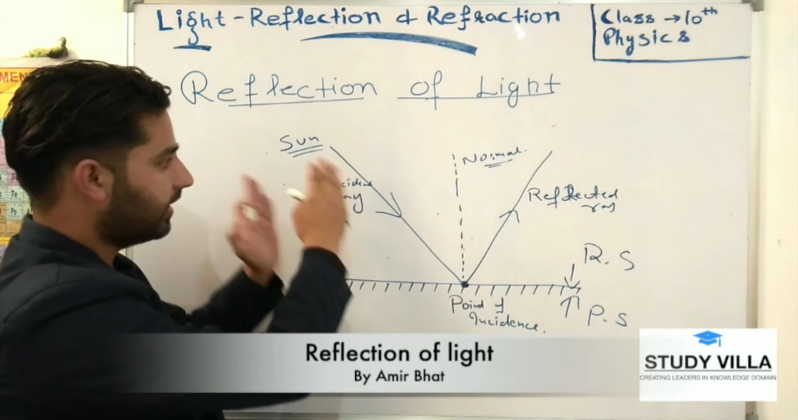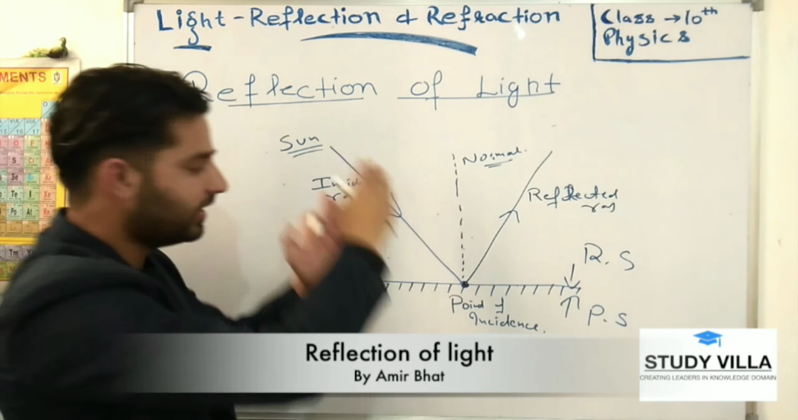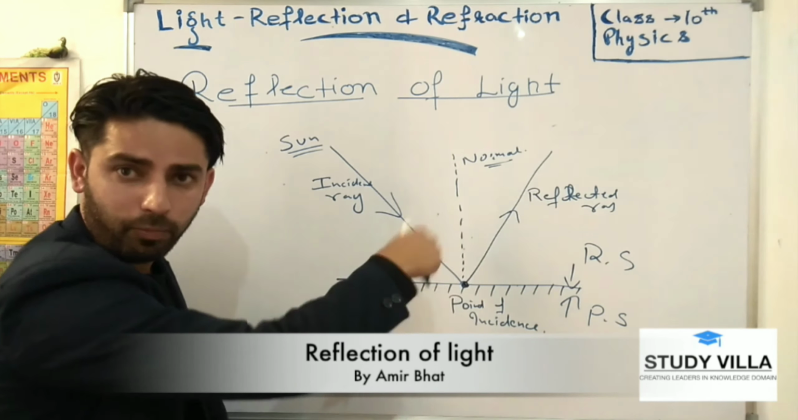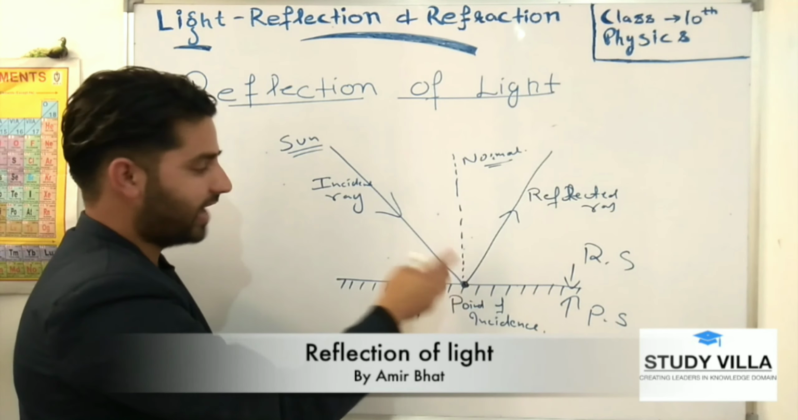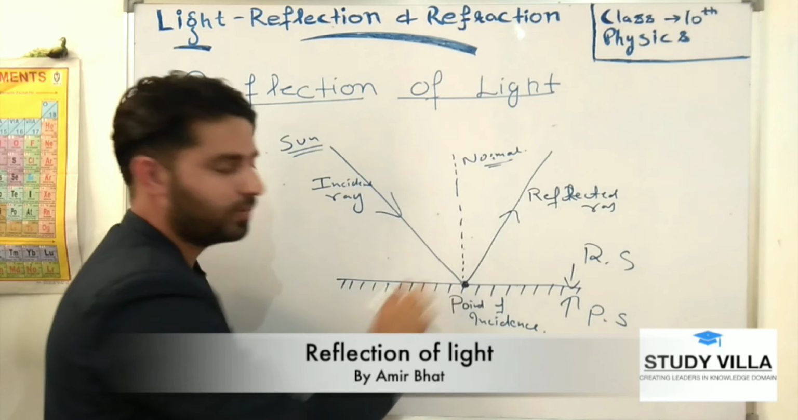What is incident ray? The ray of light which falls on a mirror, or we can say the ray of light which falls on an object. ऐसी लाइट जो किसी ऑब्जेक्ट के ऊपर फॉल कर रही है उस रे को कहते हैं इंसिडेंट रे. तो पॉइंट ऑफ इंसिडेंस कहते हैं द पॉइंट एट व्हिच द इंसिडेंट रे फॉल. ऐसा पॉइंट जिस पे इंसिडेंट रे फॉल कर रही है तो उस पॉइंट को कहते हैं पॉइंट ऑफ इंसिडेंस.